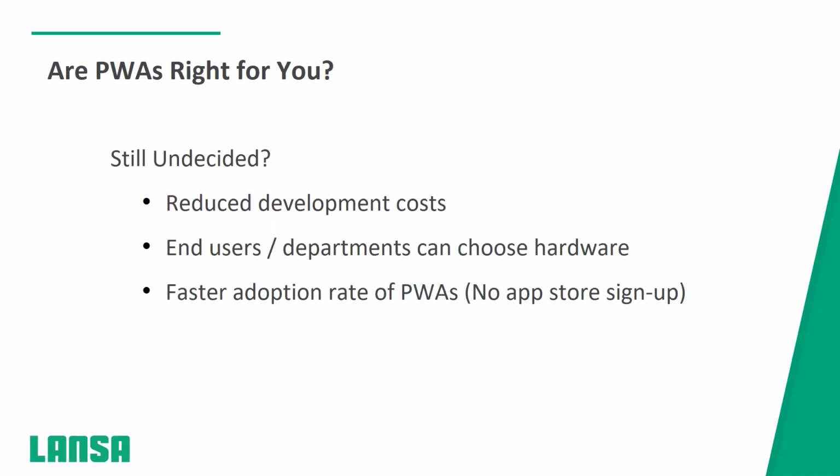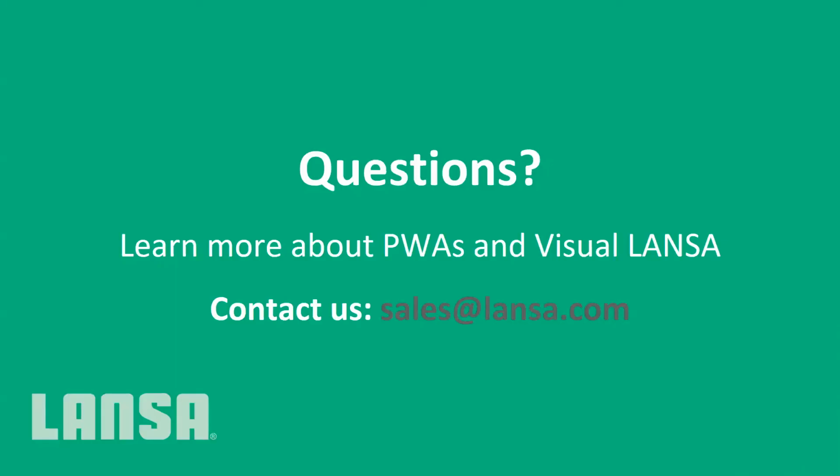You're developing one application, and people are going to be able to get their updates faster. If you need to change something on the fly, you change it, update it, they download it, and everything's done. And then a faster adoption rate of PWAs. So there's no App Store sign up. You're bypassing that whole step or multiple steps. And so people are just faster to adapt to a progressive web app. So that brings you to the end.